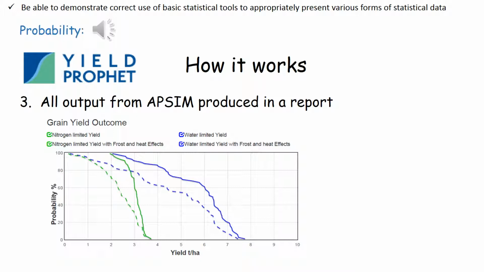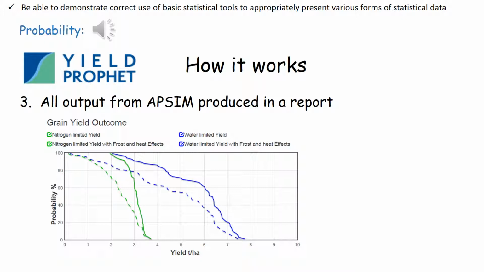The output from Yield Prophet is concisely presented in a report only a few pages long. What it will show you is the grain yield outcome, and what we have here is a nitrogen-limited yield, and that's the solid green line, and then we have a broken green line which shows us how that yield will be affected with the effects of frost and heat included in the simulations. So what we can see from the solid green line is we have a 100% chance of reaching a yield of 2 tons per hectare.